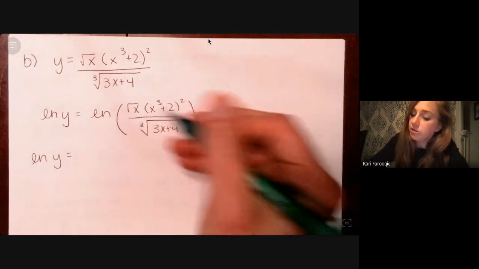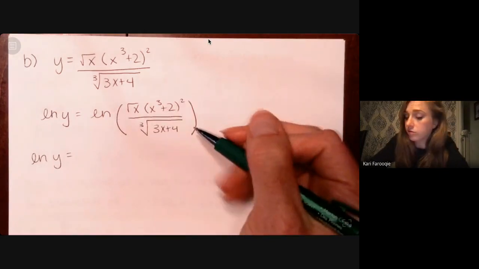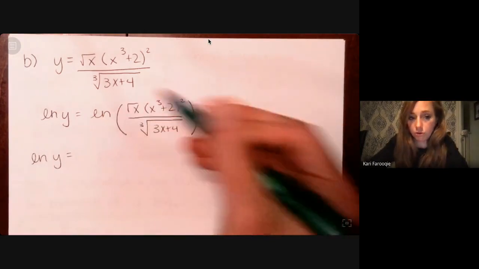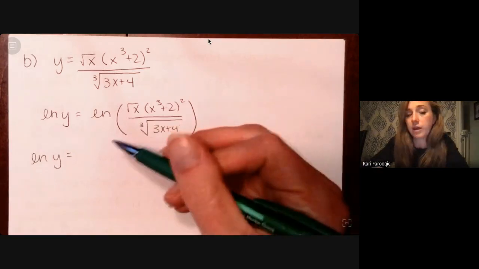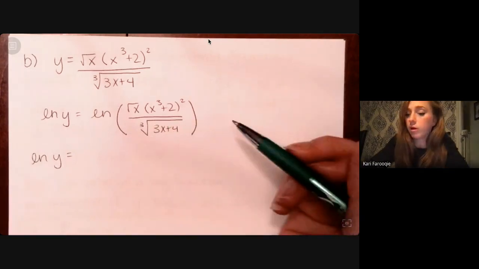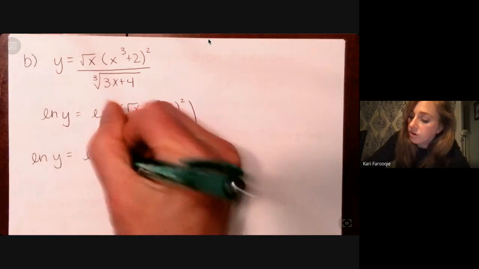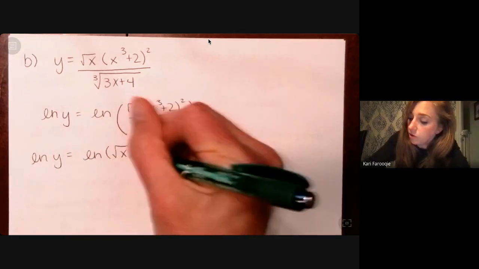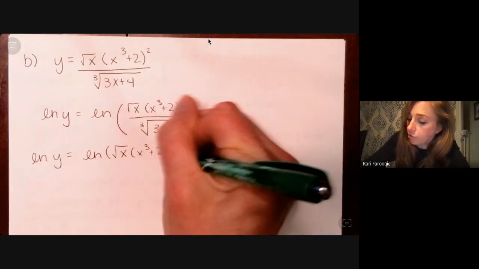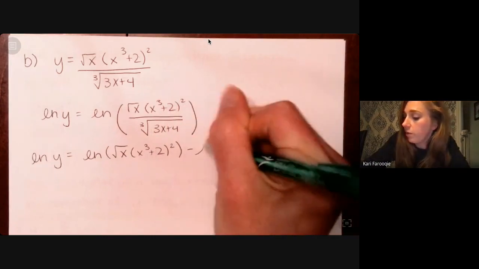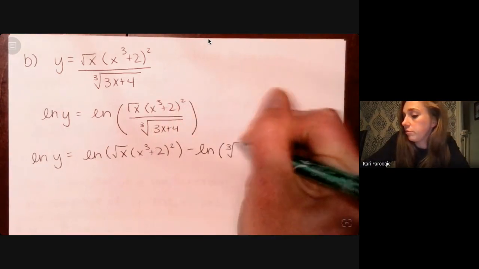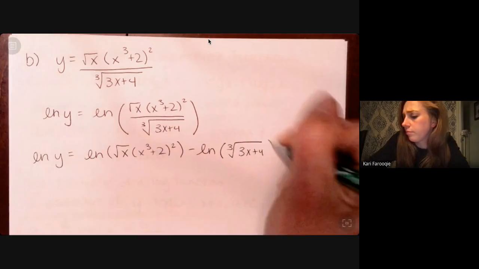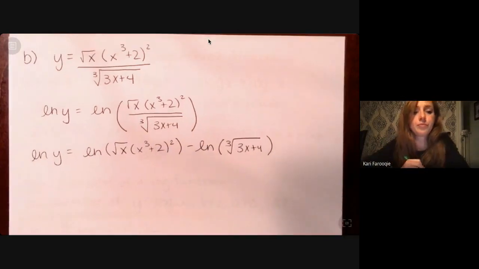So let's go ahead and break this up. I'll break out the quotient. So the natural log of a quotient is just the difference of two natural logs. So we'll take the natural log of the numerator first, we'll split it up that way, minus the natural log of the denominator. Okay. And this, like I said, is very similar to that example that we did, example 5.